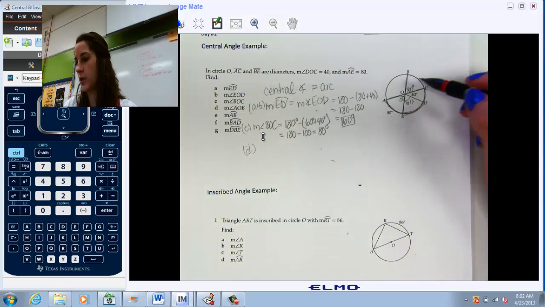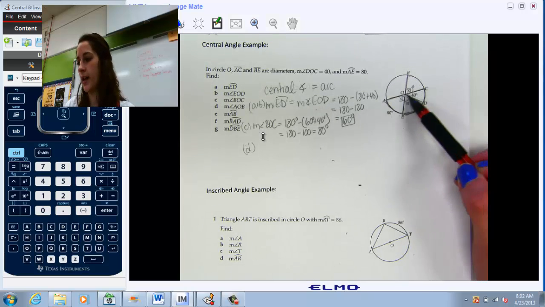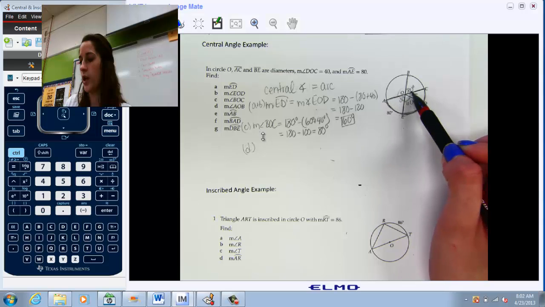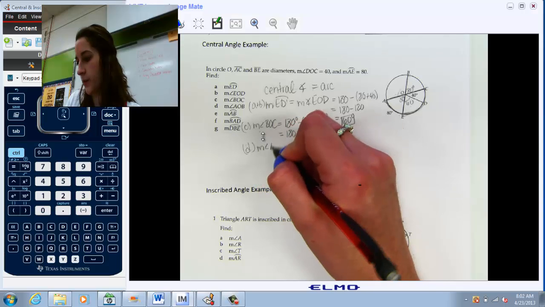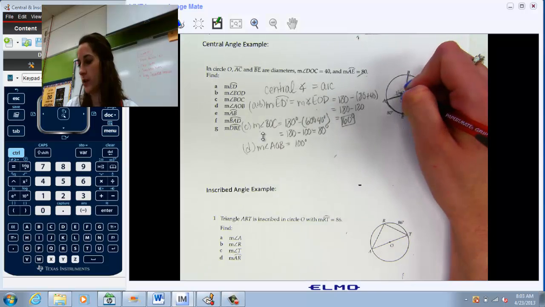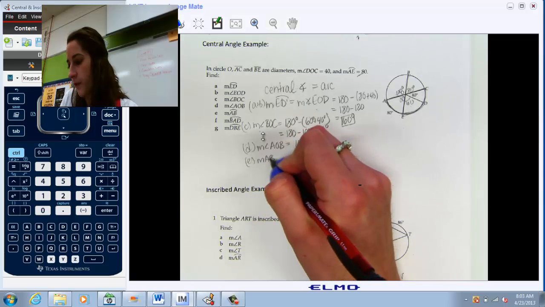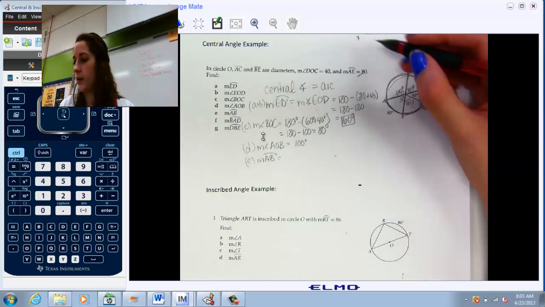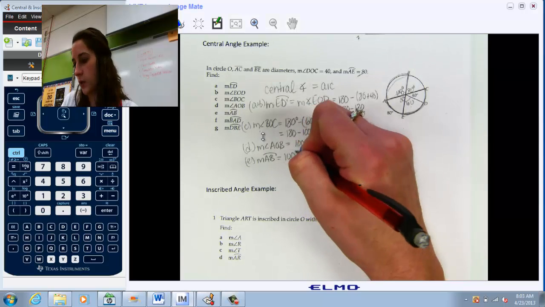Part D, measurement of angle AOB. Well, same thing. This is the diameter as it's said in our directions. So this is going to be equal to 180 degrees. We have 80 degrees here. What's left? 100 degrees. So the measurement of angle AOB is going to be 100 degrees. Measurement of arc AB is going to be, again, central angle is equal to the measure of the arc. So the angle is 100 degrees. The arc is also going to be 100 degrees.